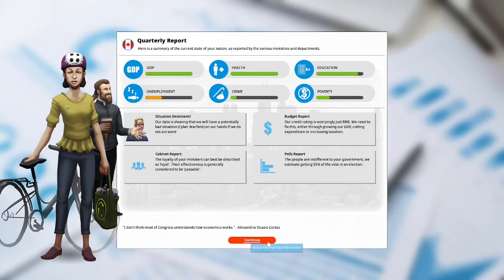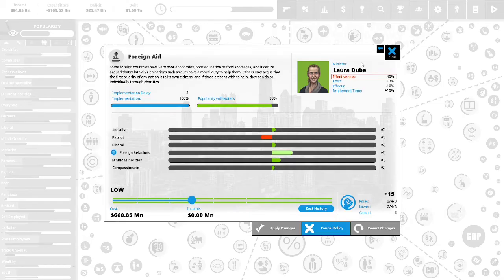Let us continue. We're having cyber warfare. It is affecting our foreign relations. We are going to look into foreign aid. Some foreign countries have very poor economies, poor education, and food shortages. This can be argued that the relatively rich nations, such as ours, have a moral duty to help them. Others may argue that the first priority of any nation is its own citizens. If those citizens wish to help, they can do so individually through charities.